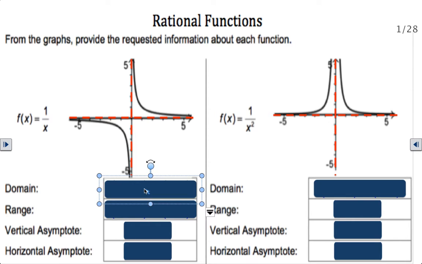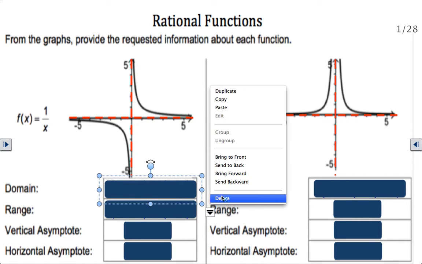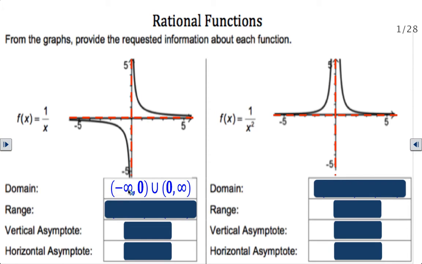With the domain, domain is all possible x values. Now, wherever the asymptote is, that is not part of the domain. So in this case, the domain is going to be from negative infinity to 0 because our asymptote is there, and then 0 to positive infinity here. Now, the domain for both of the parent functions is exactly the same. They both have a vertical asymptote at 0.